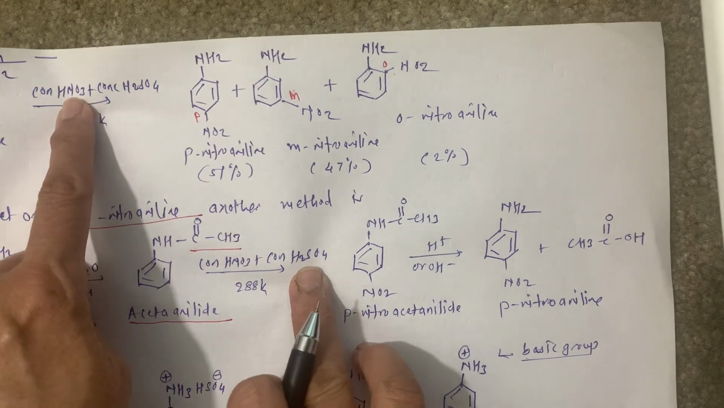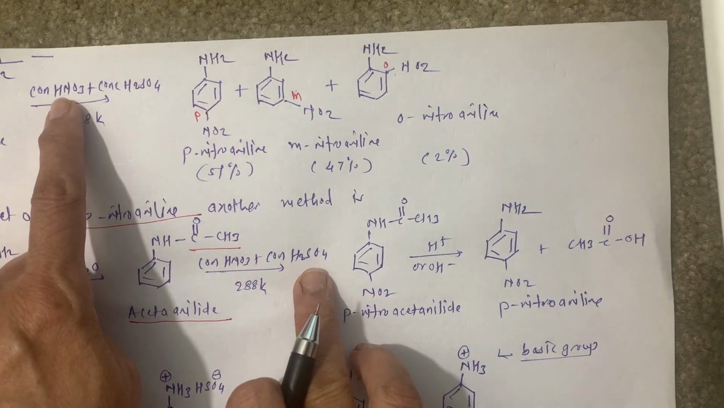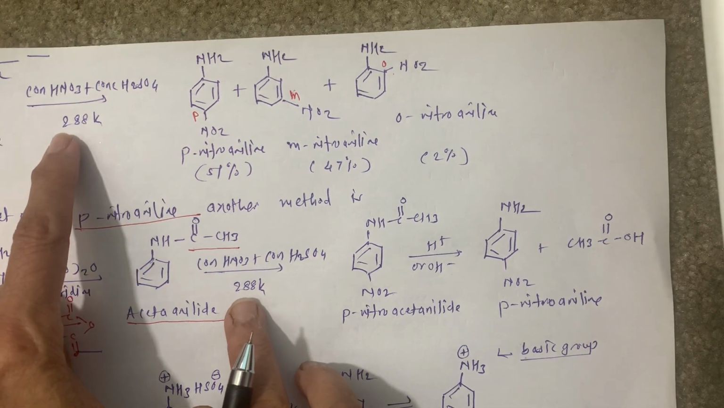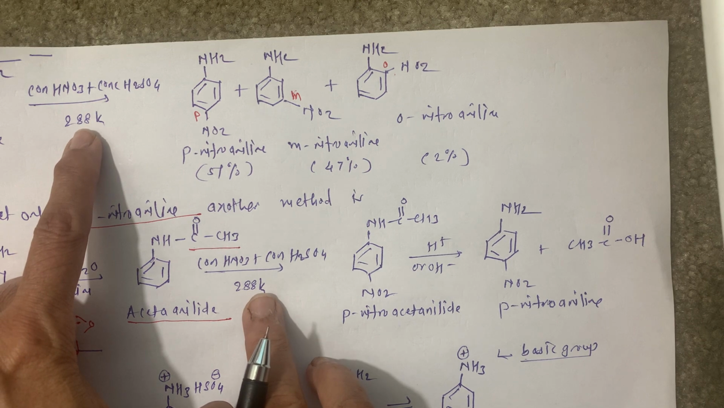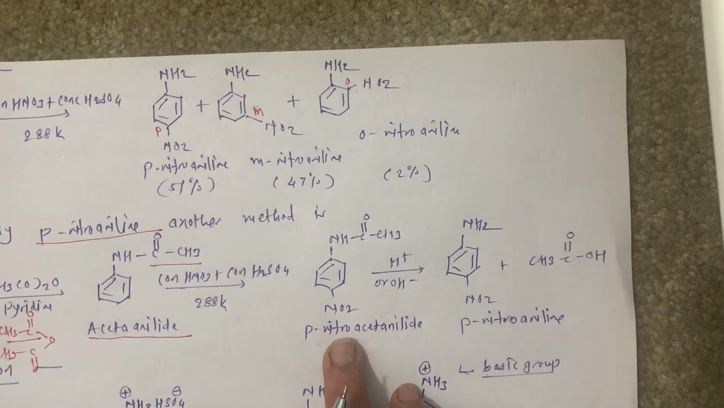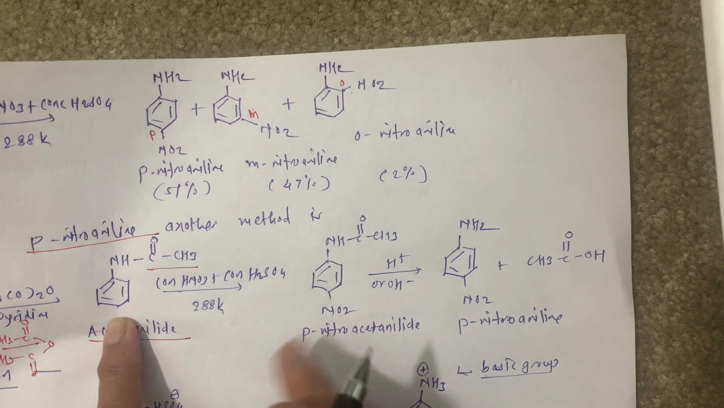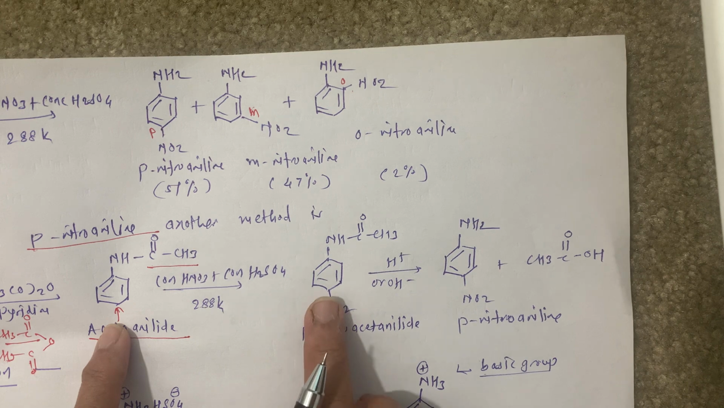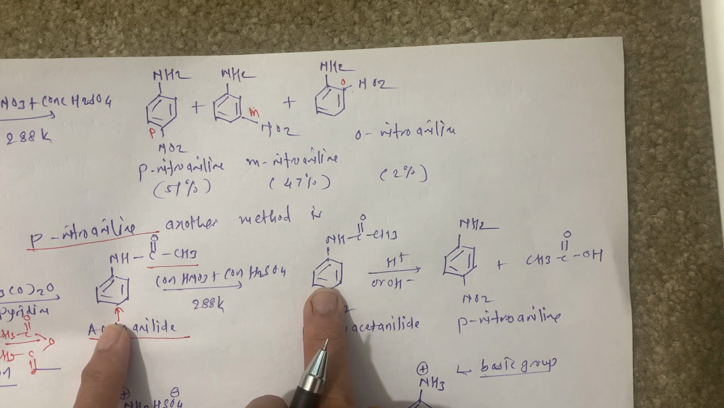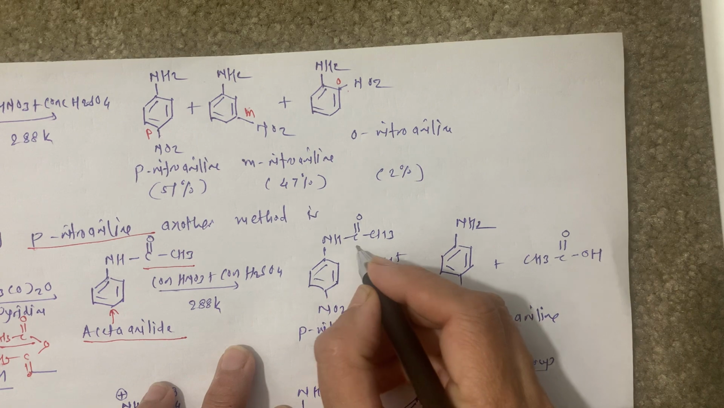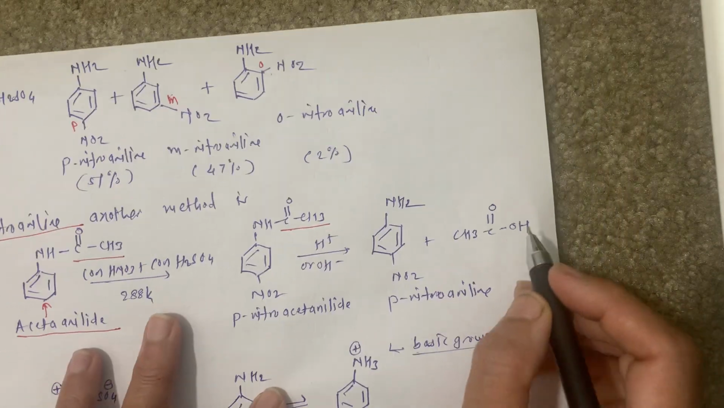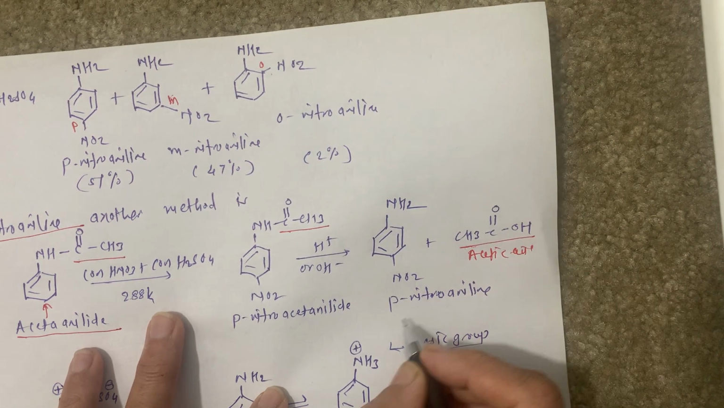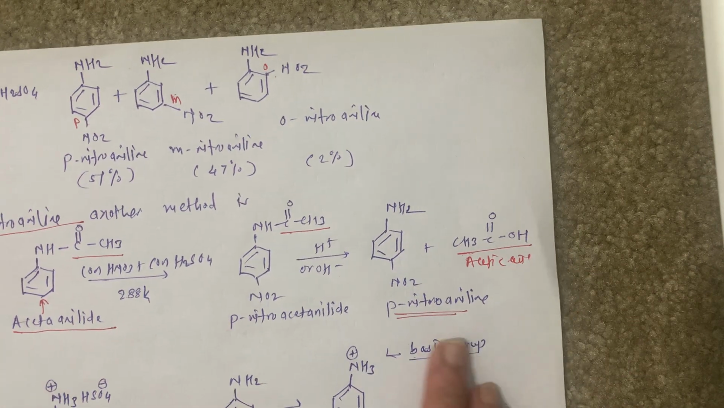Again we are using the same nitrating mixture over here, concentrated nitric acid and concentrated H2SO4 in the 1:3 proportion, and then here a 288 Kelvin temperature we used, and here we get para nitro. So only at this position, the para position, this nitro group is going to fix, and on hydrolysis we can remove this COCH3 in the form of acetic acid, and the product is only para nitroaniline.